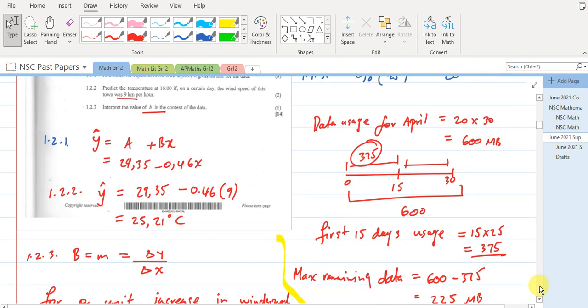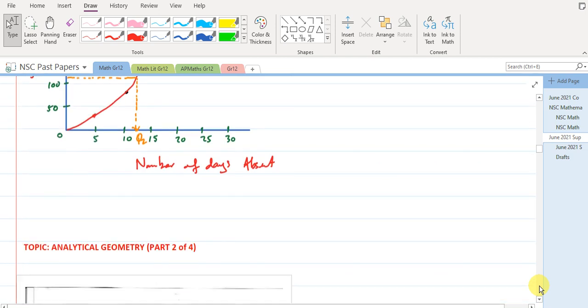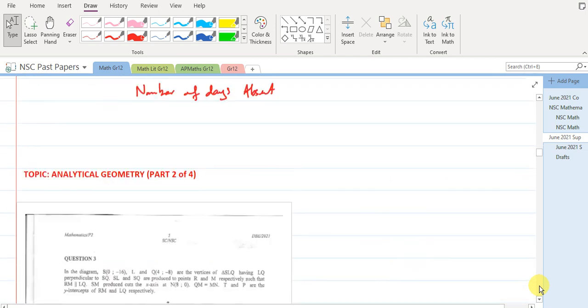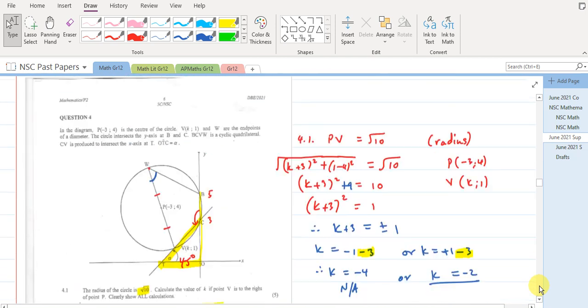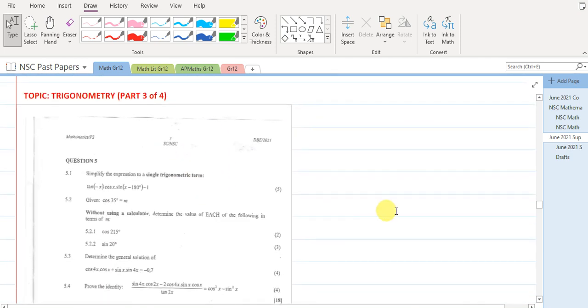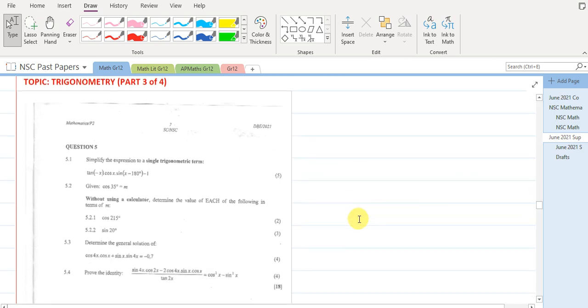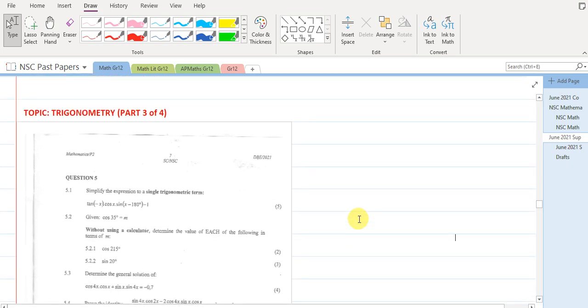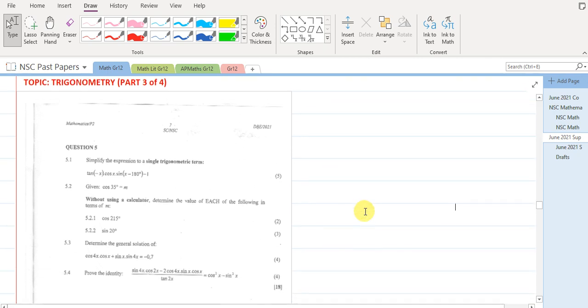We are in the trigonometry section, so please see the link for more details. I've done this in 4 parts. The first one was statistics, the second one was analytical geometry, with some nice questions towards the end, very difficult. Now we are doing trigonometry, which is part 3, and the final part will be Euclidean geometry. So let us get straight into the trigonometry.